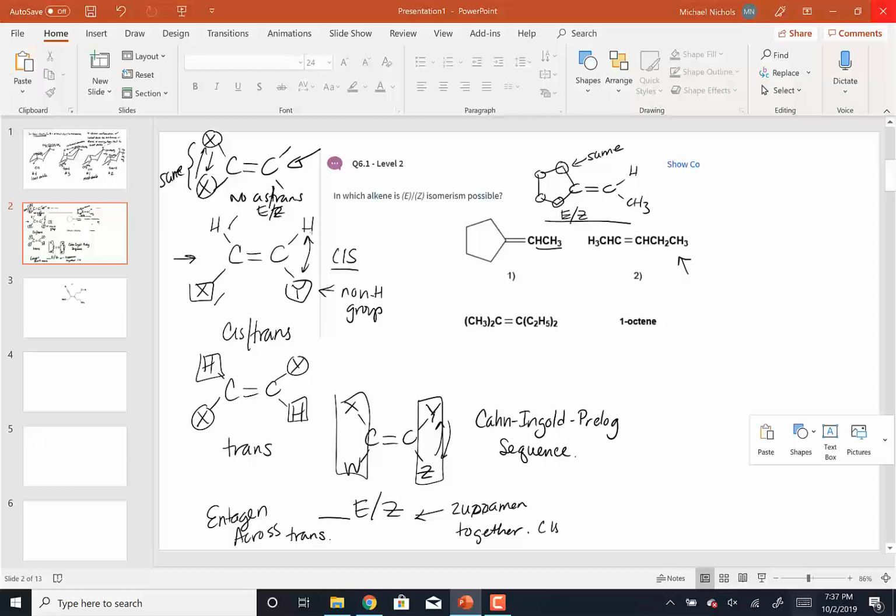So now we go to 2. I've got a carbon-carbon double bond. On this carbon, I've got an H and a CH3. And over here, I have an H and an ethyl group.